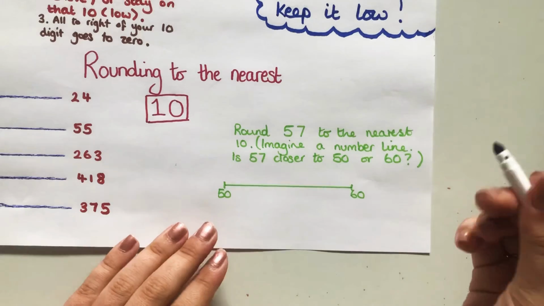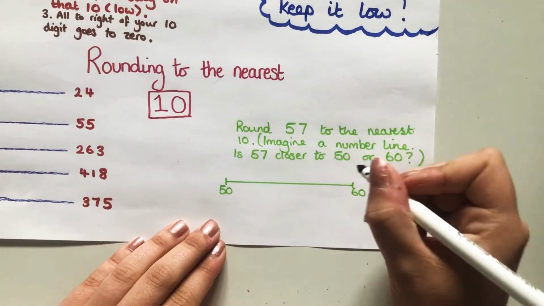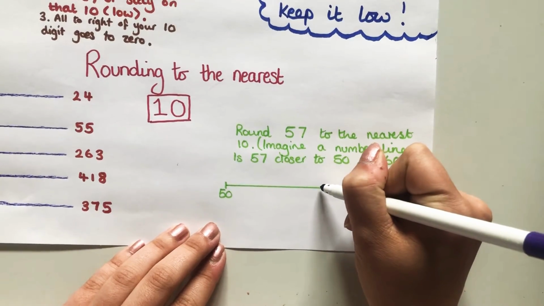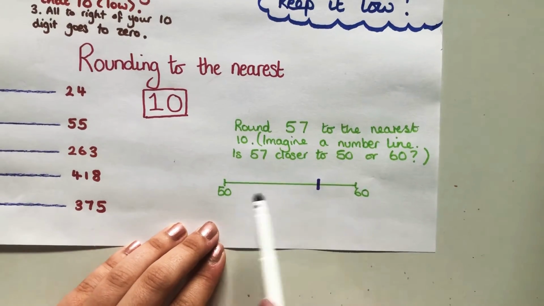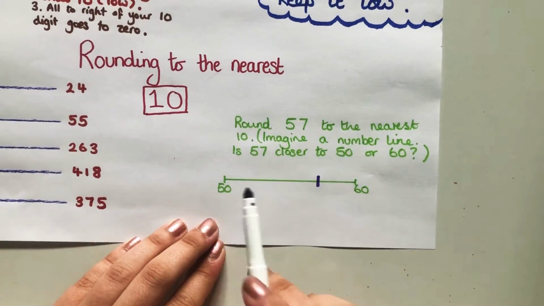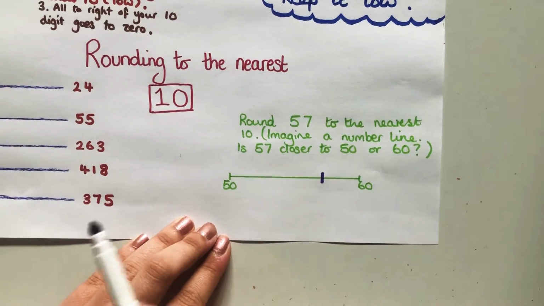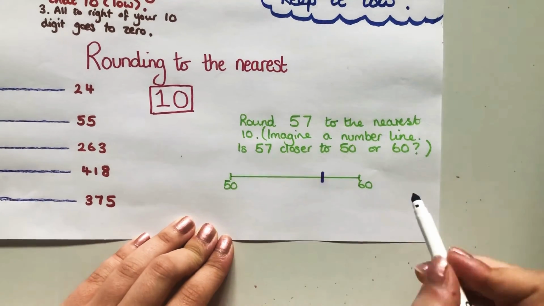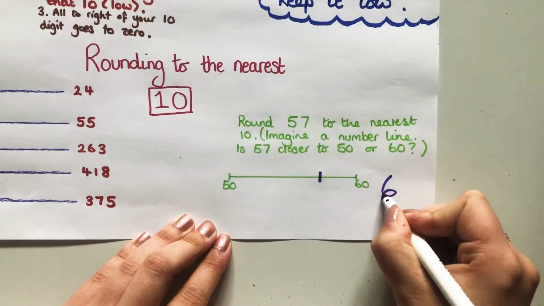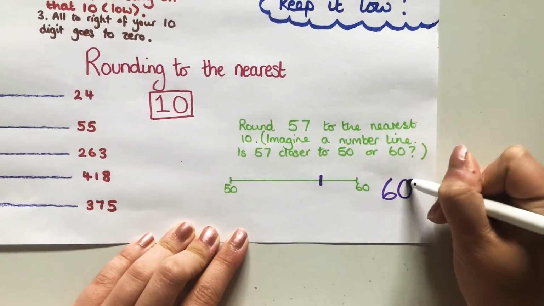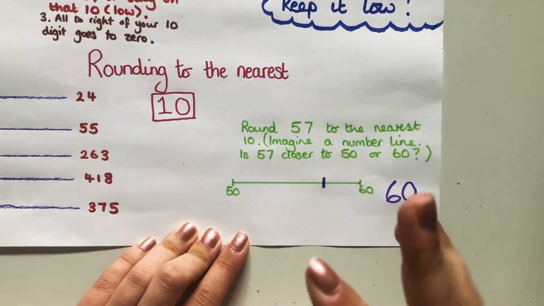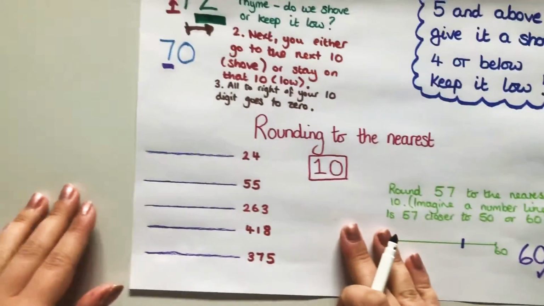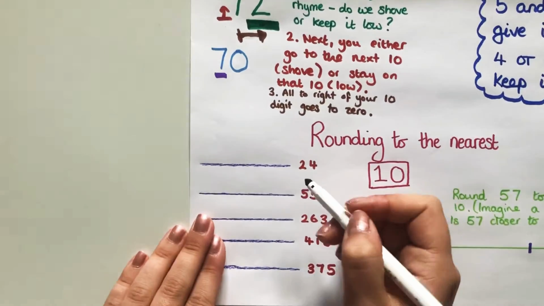Okay, you should have unpaused the video now and had a think. I'm going to put 57 about here. So, where is 57 closer to, 50 or 60? That's right, it is closer to 60. So 57 rounded to the nearest 10 would be 60. I'm going to use that knowledge to come over here to some practice questions.